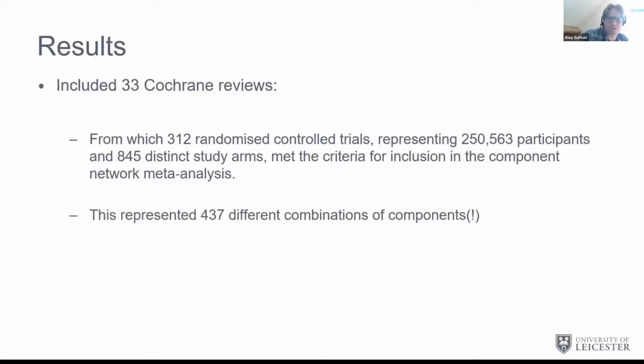And this is the bit the group should be proud of. So looking at 33 reviews, identifying 312 trials representing 250,000 participants and 845 distinct study arms, looking at 437 different combinations of components. And I just want to take a minute here to relate what we've been talking about. As I've been listening to the others, I've been thinking about the old chestnut in meta-analysis, which is this lumping versus splitting.